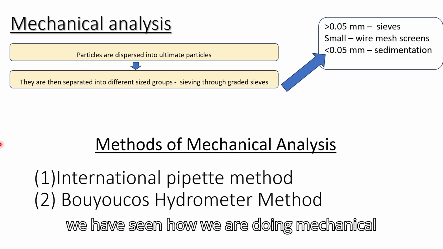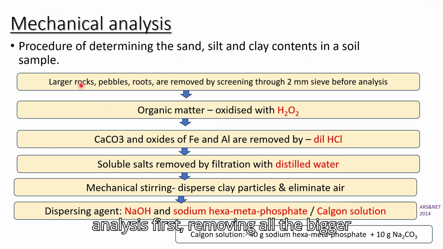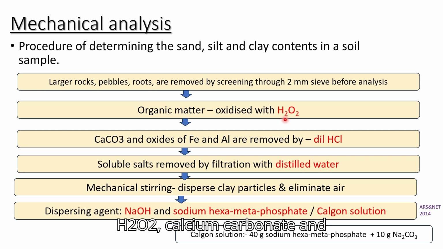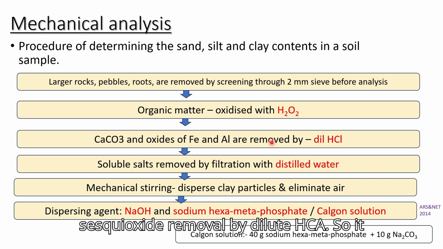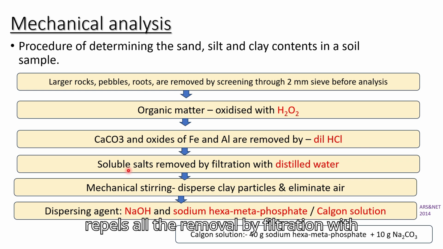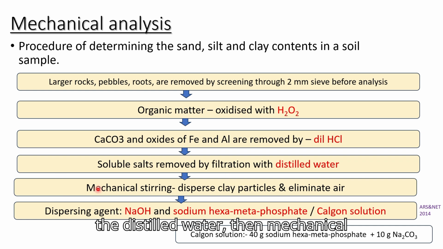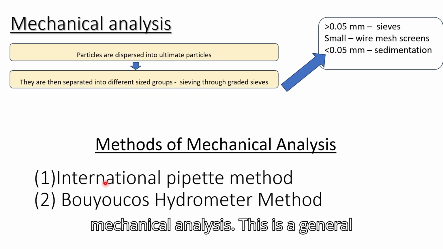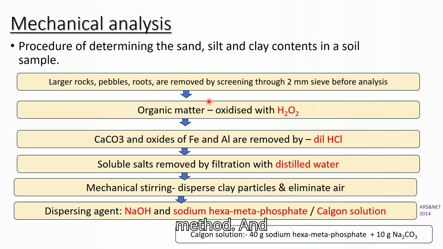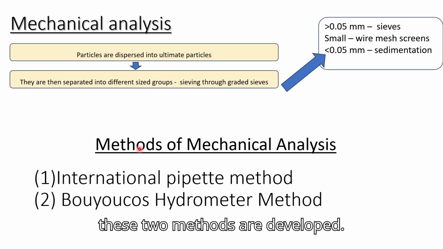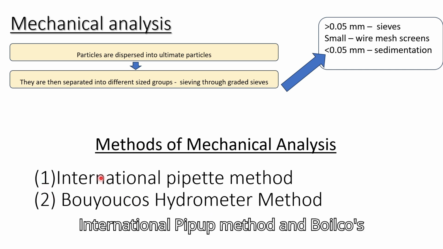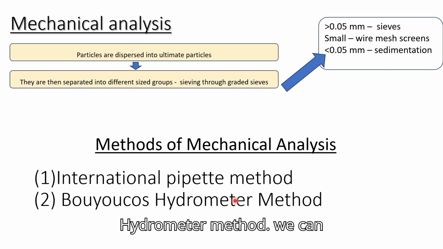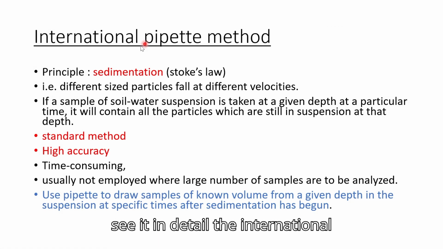So we have seen how we do mechanical analysis. First, removing all the bigger particles, then organic matter oxidation with H2O2, calcium carbonate and sesquioxide removal by dilute HCl, soluble salt removal by filtration with distilled water, then mechanical stirring, then using a dispersing agent, then using different sieves. So there are two methods of mechanical analysis. This is the general method, and two methods have been developed: the international pipette method and Boyoucos hydrometer method. So we can see them in detail.